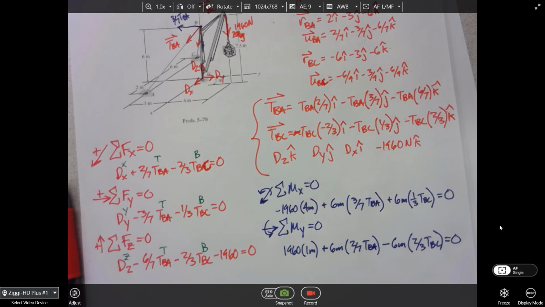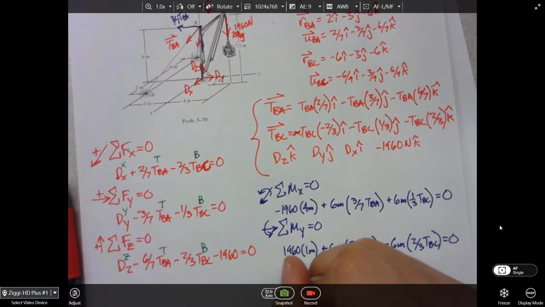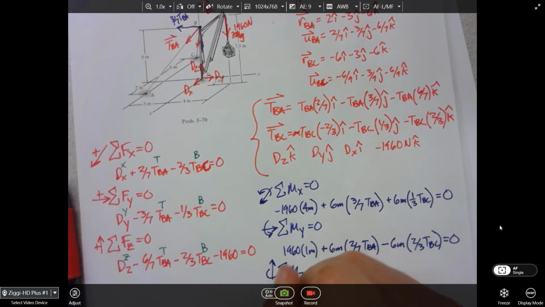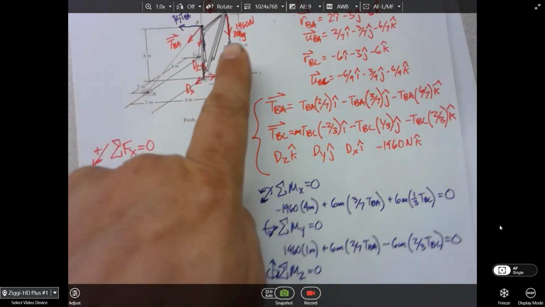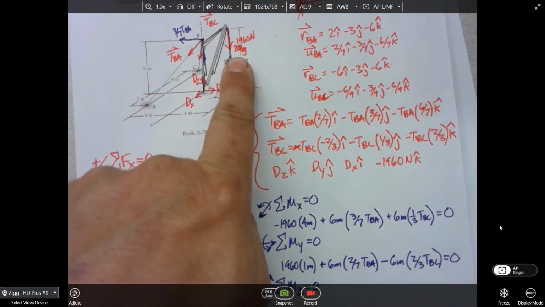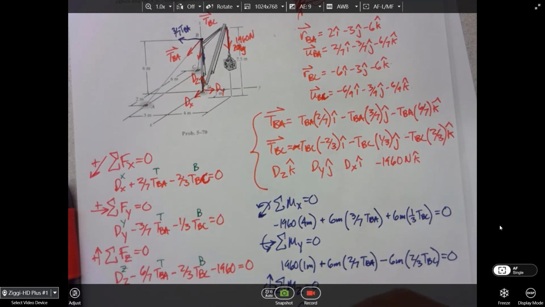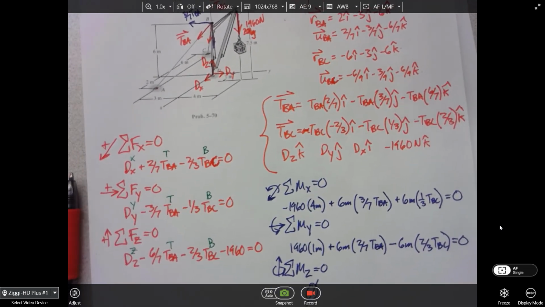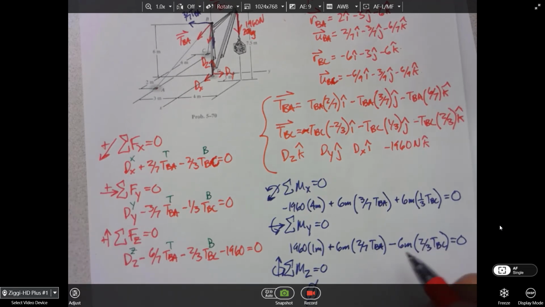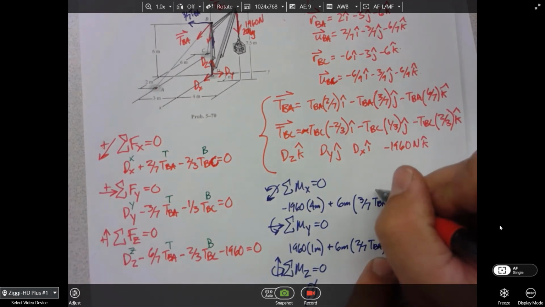So think about if we did the last one. Let's sum the moments about the z-axis and say they're equal to 0. Here's z. What causes a moment about the z-axis? Nothing, because nothing doesn't pass through the z-axis, or this one's parallel to the z-axis, so there's just no equation to write there. Okay? So then we could go back through and say, I think I called TBA as T, right?